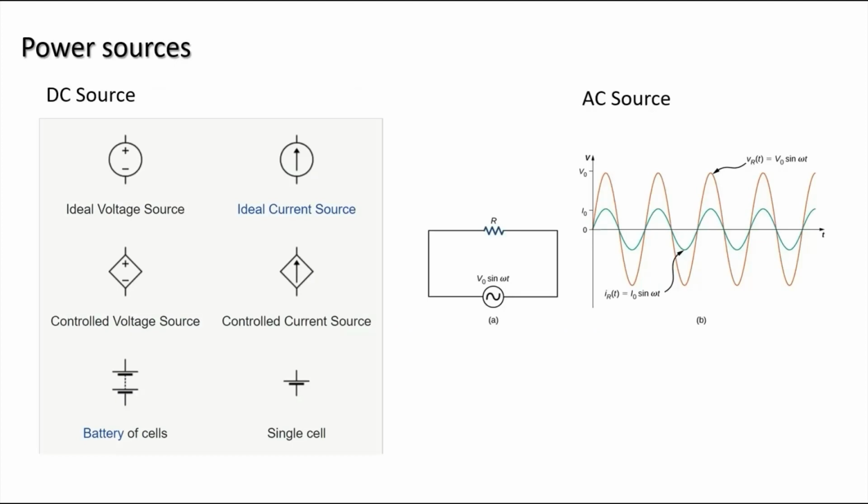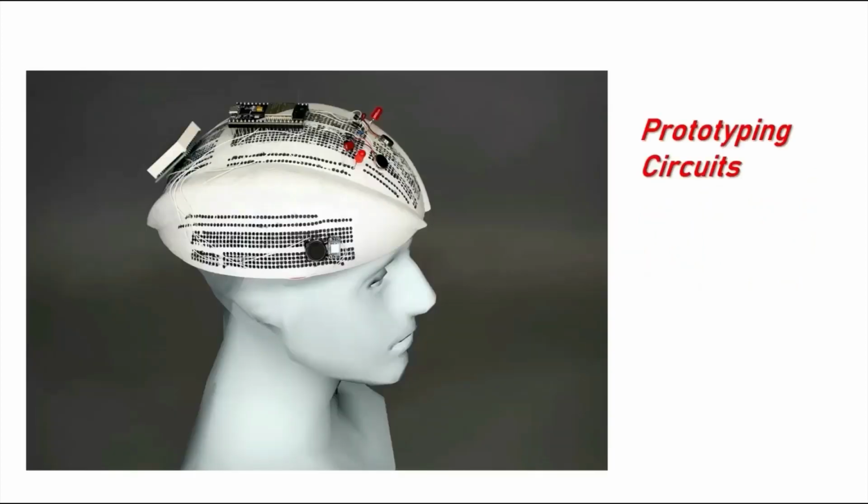Next topic is power sources. There are mainly two types, DC sources and AC sources. And again there is one more classification, that is dependent sources and independent sources. Voltage controlled current source, voltage controlled voltage source, current controlled voltage source, current controlled current source are examples of dependent sources. We have understood about circuits and different components.